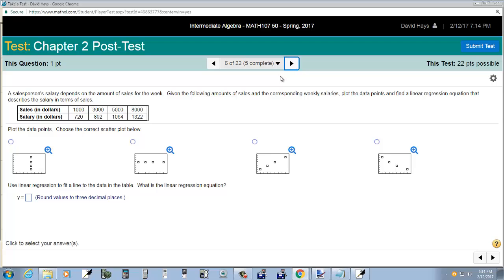Okay, a salesperson's salary depends on the amount of sales per week. Given the table of sales amounts and corresponding weekly salaries, plot the data points and find a linear regression equation that describes the salary in terms of sales. Okay, now our linear regression.